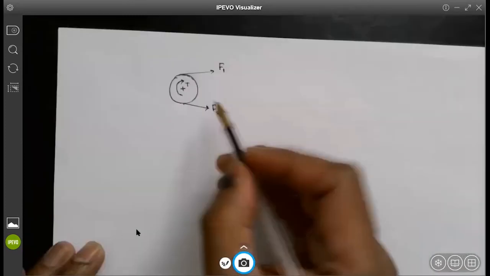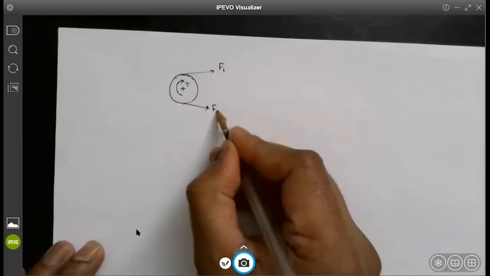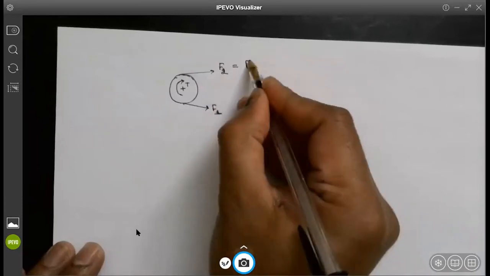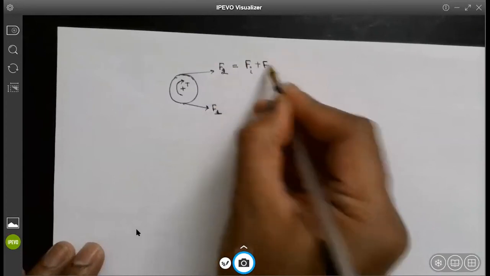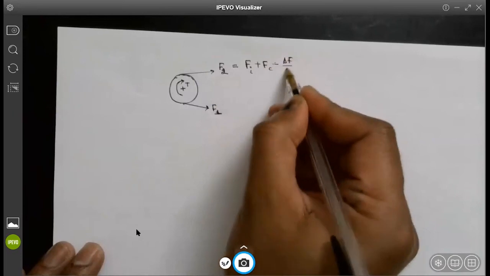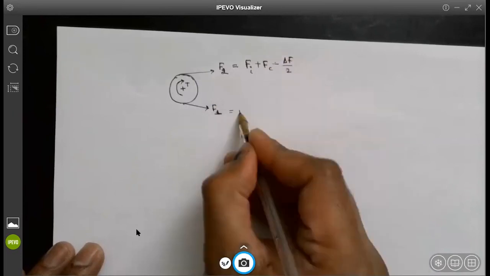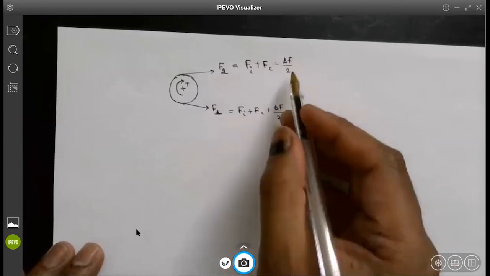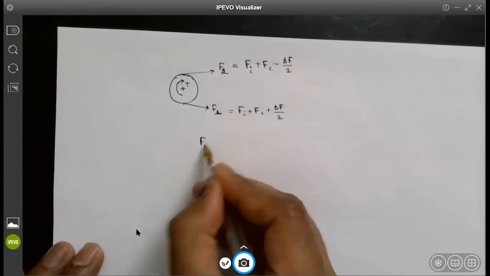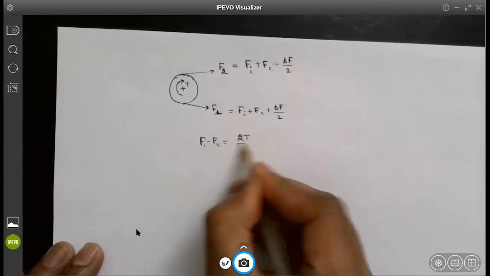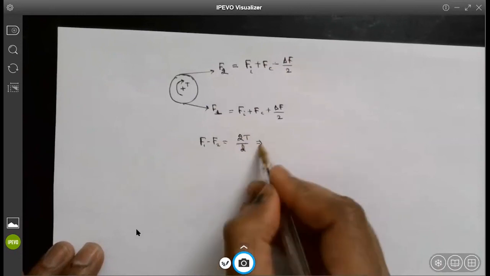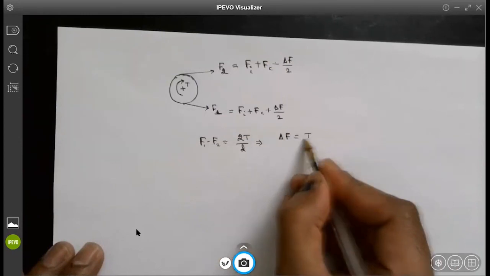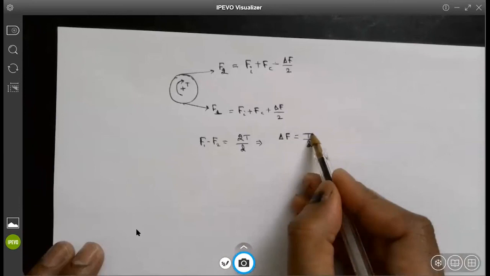So we know that now that we have F1 here, tight side and loose side. Basically this has a component which is initial tension plus Fc plus minus delta F over 2. And this has component Fi plus centrifugal force plus delta F over 2. And you know that F1 minus F2 is 2T over D, which is torque divided by radius, and basically means that delta F is T over D. So torque divided by diameter is your delta F.